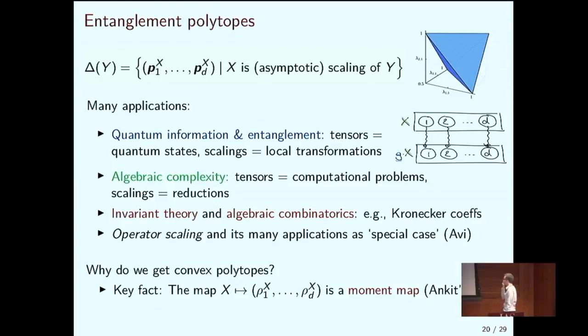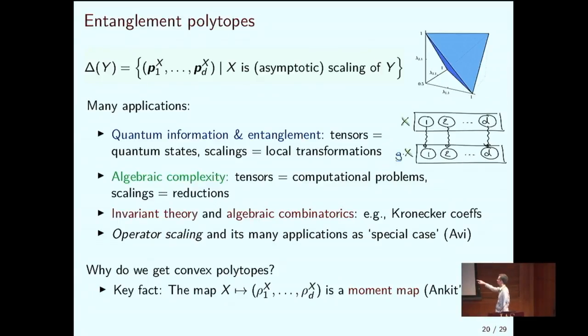In algebraic complexity theory, geometric complexity theory, tensors have a different meaning. They correspond more to computation problems. They could be the determinant or the permanent, for example. And the scalings amount more to reductions. So in the first example, it's kind of like entanglement reductions. In the second, it's algebraic reductions in this context.